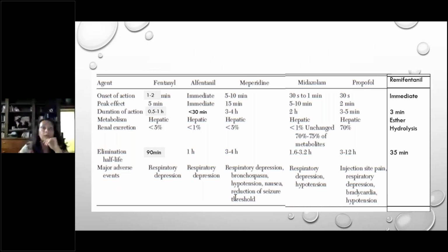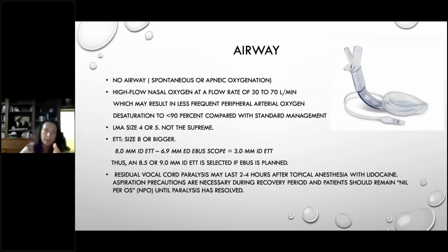Now, moving on to how we manage the airway for the bronchoscopy. Well, you can do spontaneous respiration without any airway. We can do apneic oxygenation, maybe with high flow nasal cannula, oxygen at 30 to 70 liters per minute. That was introduced several years ago and became very popular because it decreases desaturation below 90% quite effectively. Then we can use a laryngeal mask airway, preferably size 4 or 5, just to accommodate the size of the endobronchial scope.